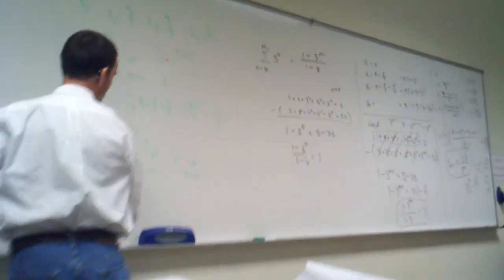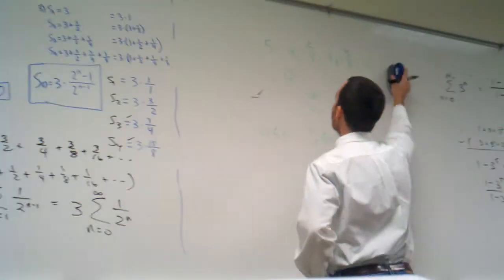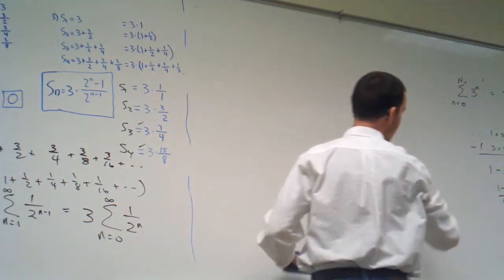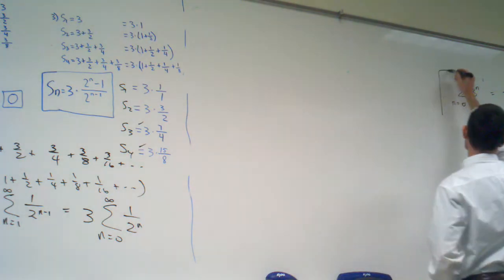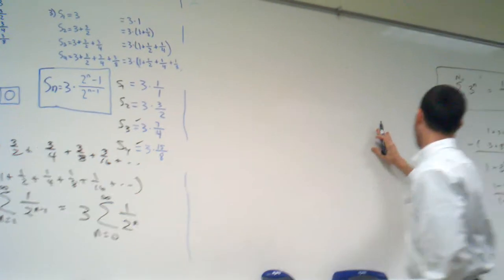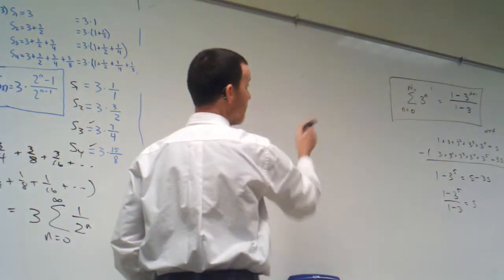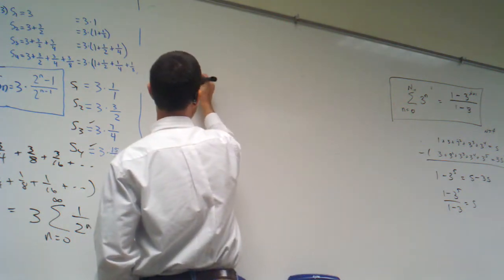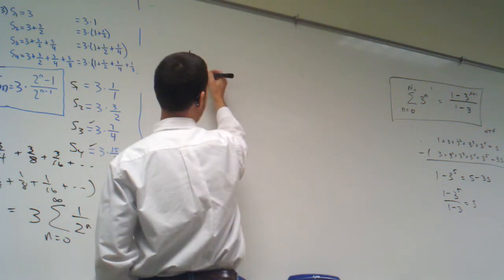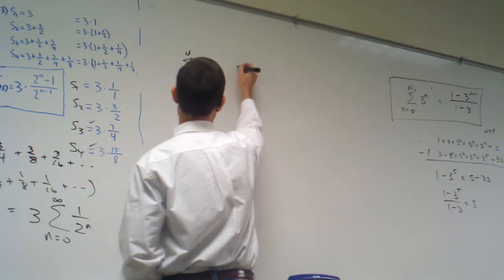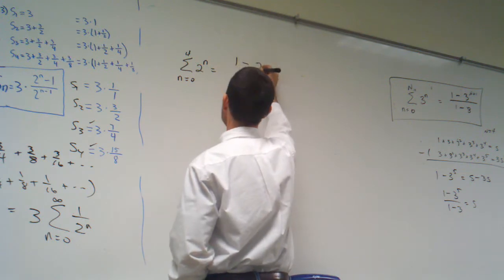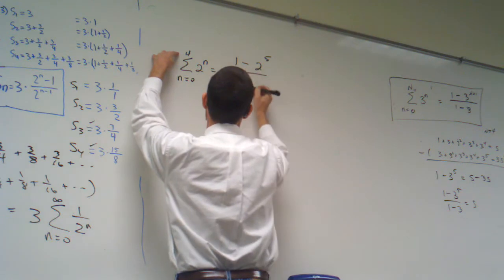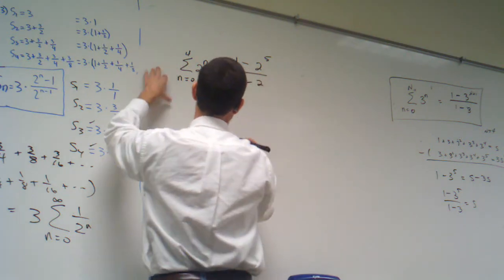Go back and do a summary of what we figured out here. What we figured out is this important fact. You go home and check it on a couple of problems, but it doesn't depend on the 3. If I want the sum from n equals 0 to 4 of 2 to the n, then I claim that's 1 minus 2 to the what? 5th over 1 minus 2. Let's check.